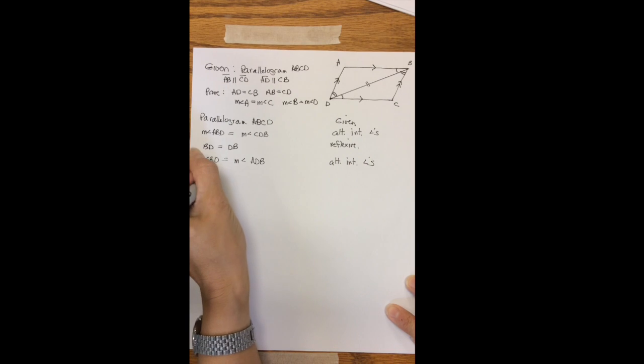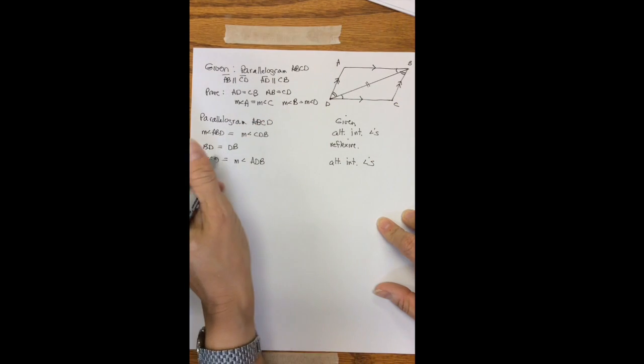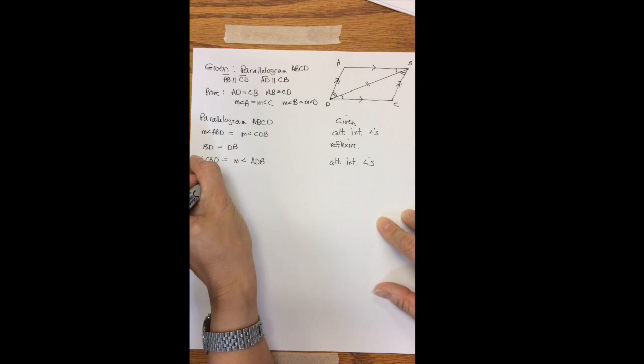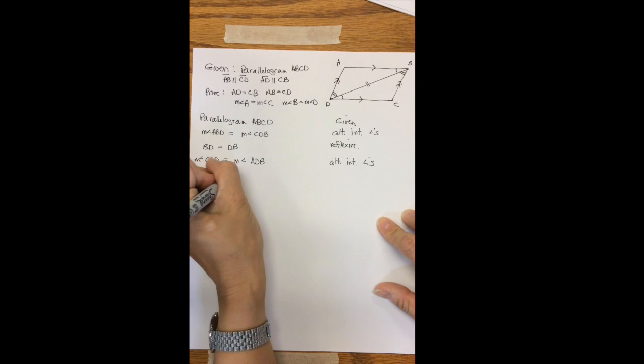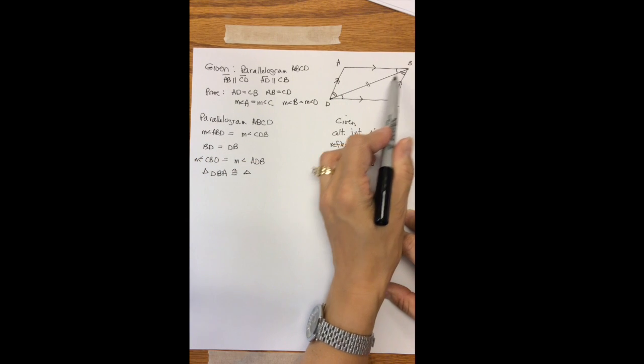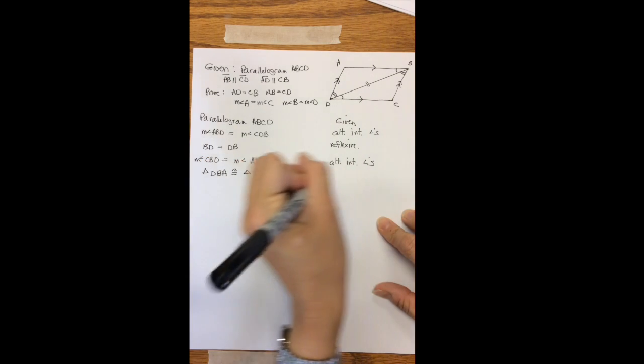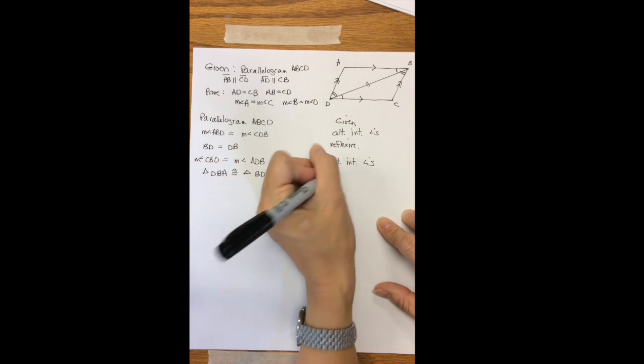So triangle, name them in the right order. I'm going to go double arc, side, single arc. DBA is congruent to triangle, double arc, side, single arc. BDC because of angle, side, angle.